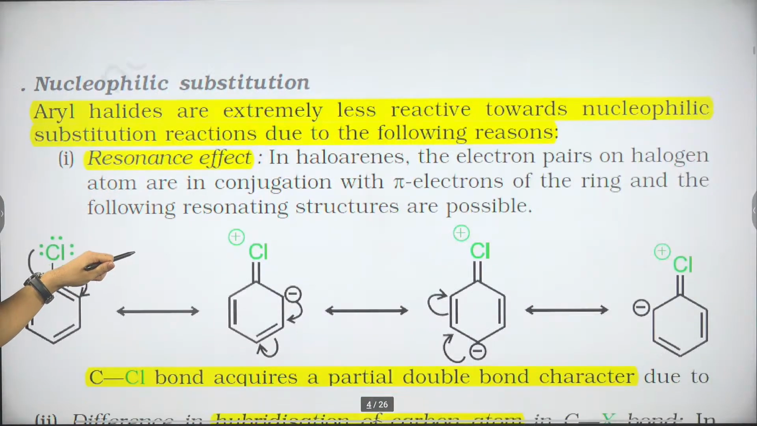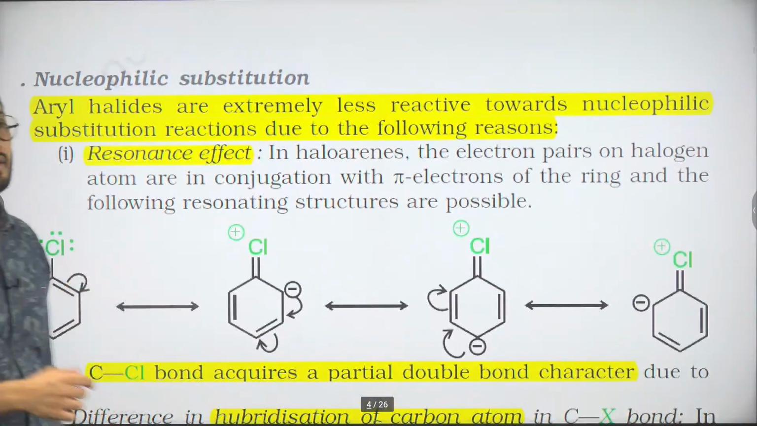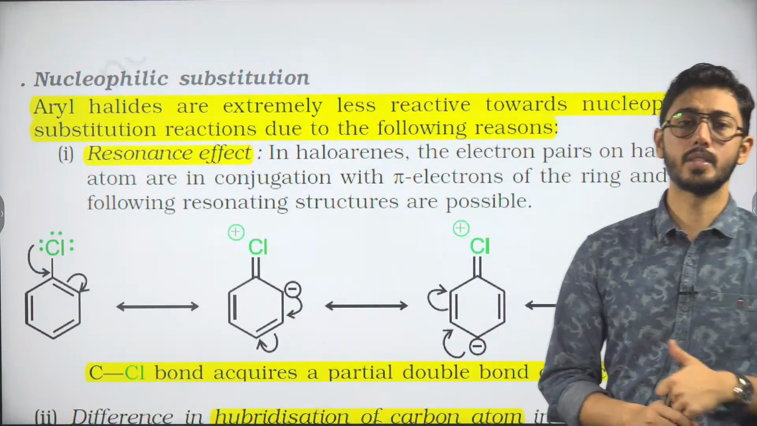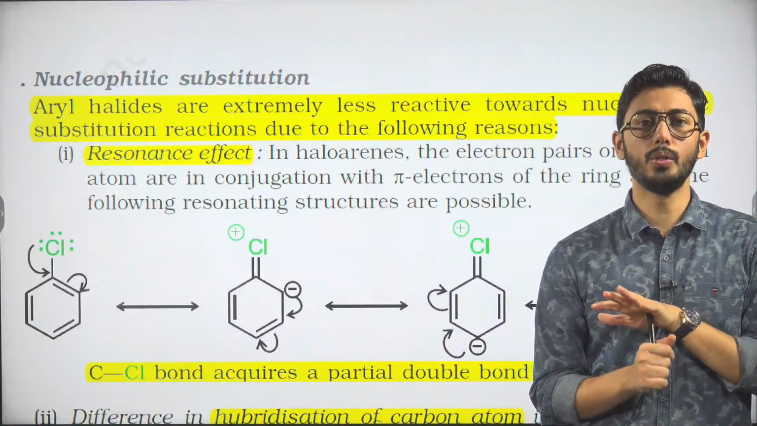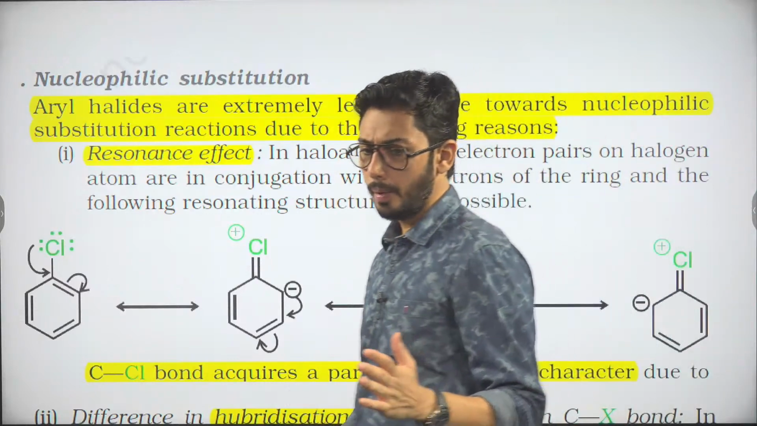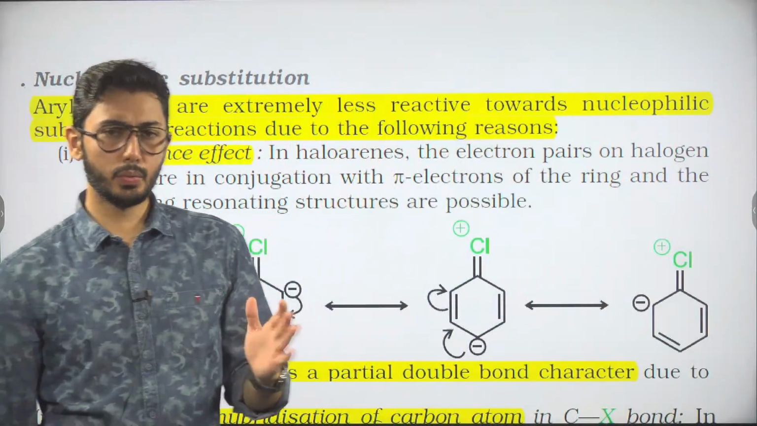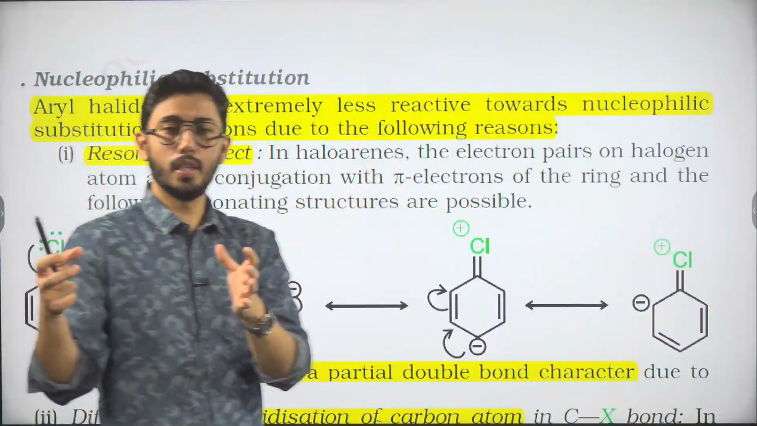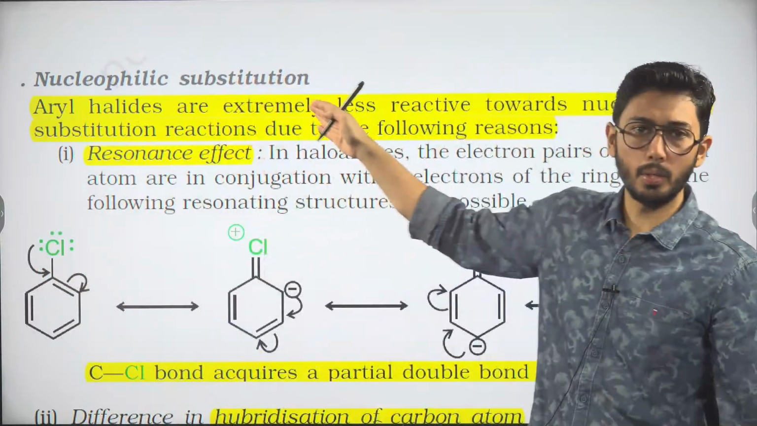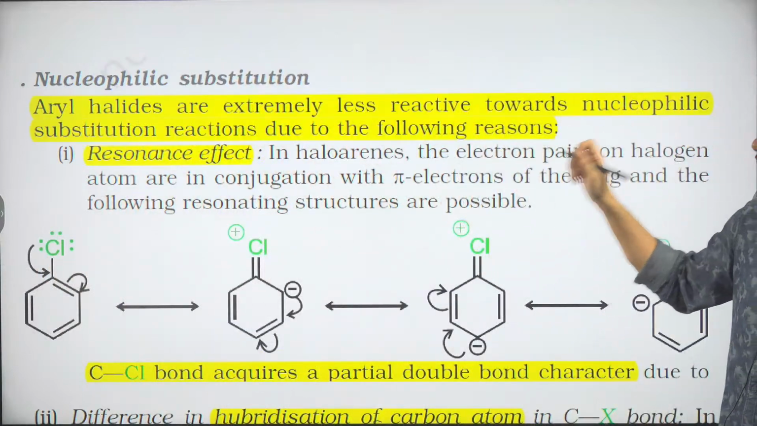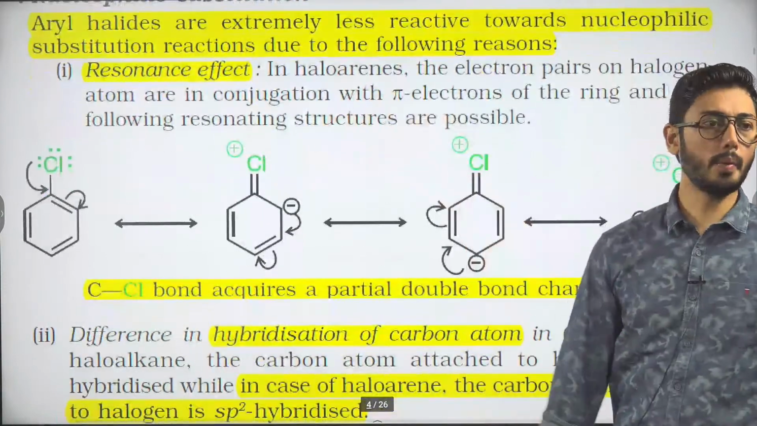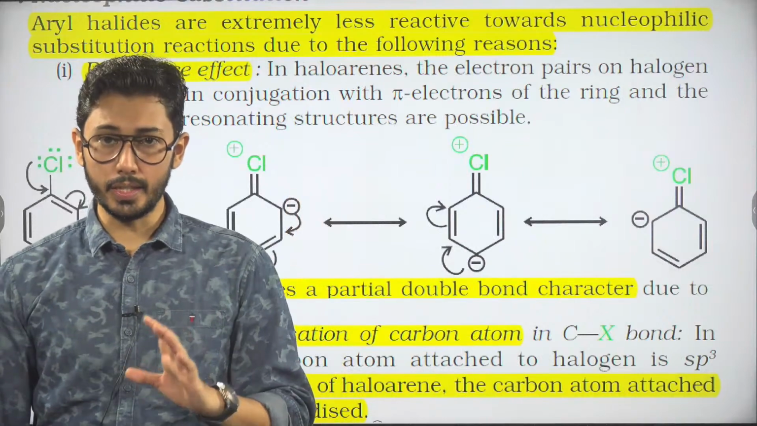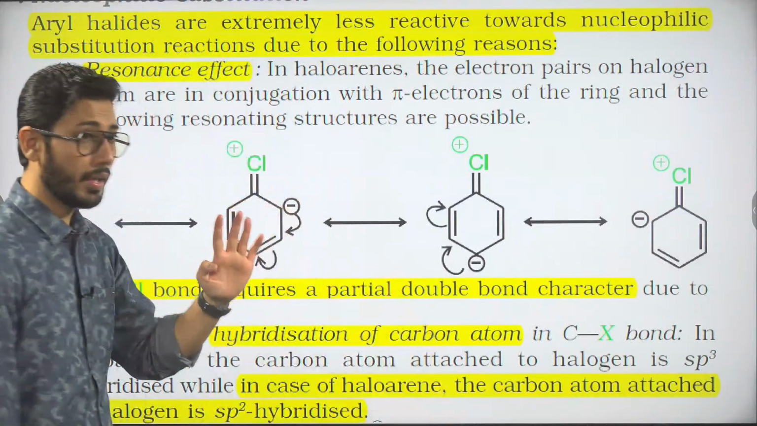Then the other part from this chapter, which can be useful for a one-liner question, is why aryl halides are very less reactive towards nucleophilic substitution. Generally, you remember for alkyl halides we talk about SN1 and SN2, where X minus leaves easily and the nucleophile attacks, just like the example of alcohols we have discussed. In the case of aryl halides, for example chlorobenzene, they do not undergo nucleophilic substitution easily. The reason is the important point. Four reasons are given.